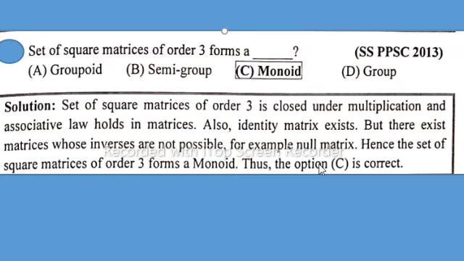In this lecture, I will solve past paper MCQs. SSPPSC 2013 MCQ: the set of square matrices of order 3 forms a what? The set of square matrices of order 3 is closed under multiplication, and the associative law holds in matrices. Also, identity matrices exist, but there exist matrices whose inverse is not possible, for example the null matrix. Hence the set of square matrices of order 3 forms a monoid, so option C is correct, which is the required solution.